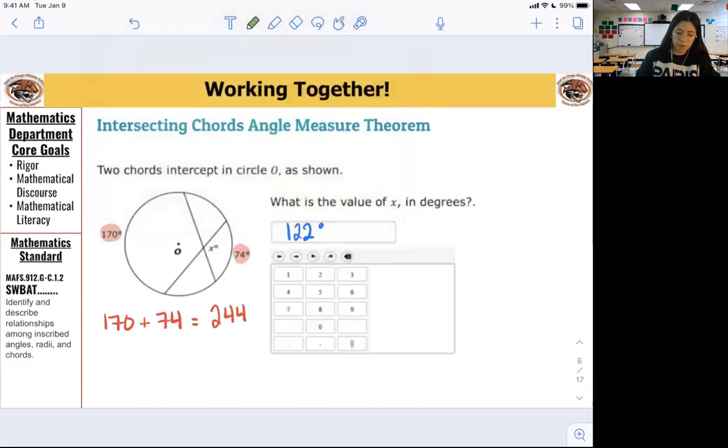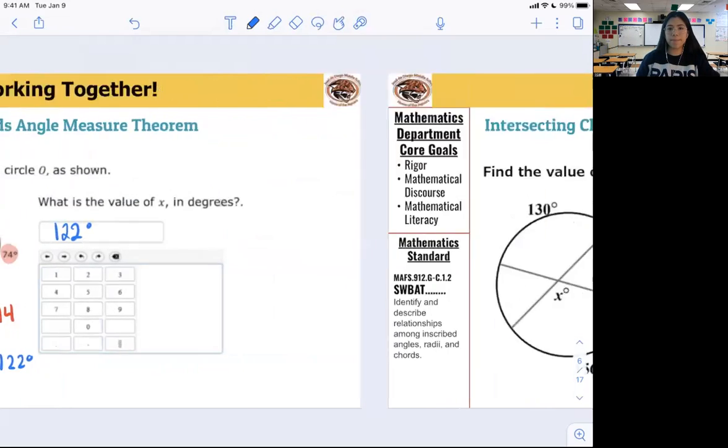And then 244 divided by 2 gives me my answer, 122 degrees. You add up the outer arcs, divide it by 2. Is that hard? No. That's not hard. It's very, very easy. So if you didn't know how to do it correctly, that just tells me you were not paying attention to a word that I said, which is a problem. Because I don't have to teach this twice. This is very, very simple. Pay attention the first time.